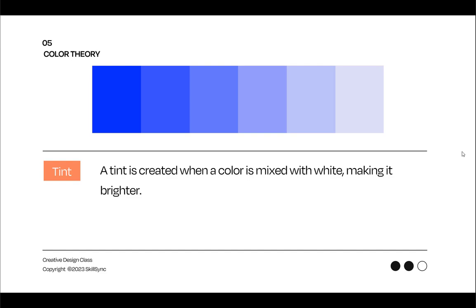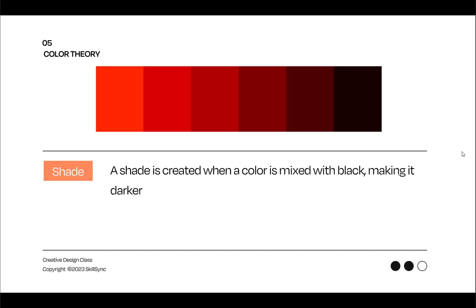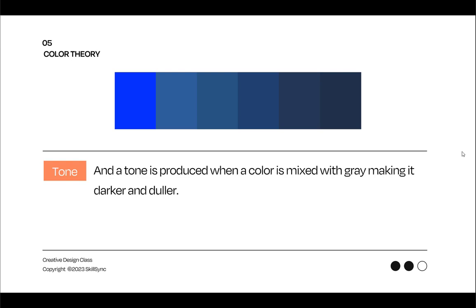We talk about tint. A tint is created when a color is mixed with white, making it brighter. Shade. A shade is created when a color is mixed with black, making it darker. Tone. A tone is produced when a color is mixed with gray, making it darker and duller. So looking at the colors we have here, from blue to a very dull navy blue.